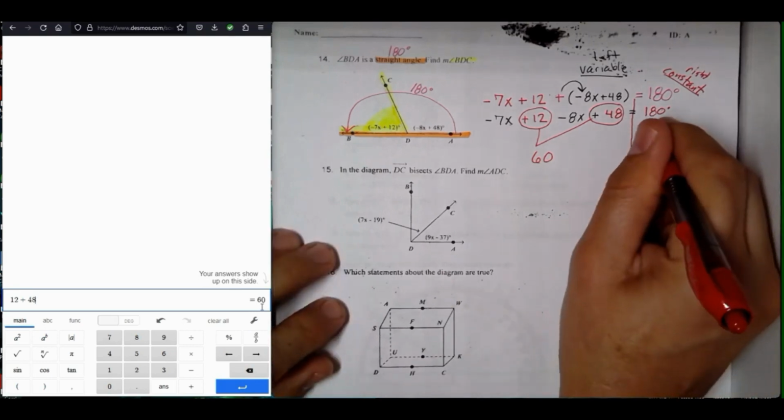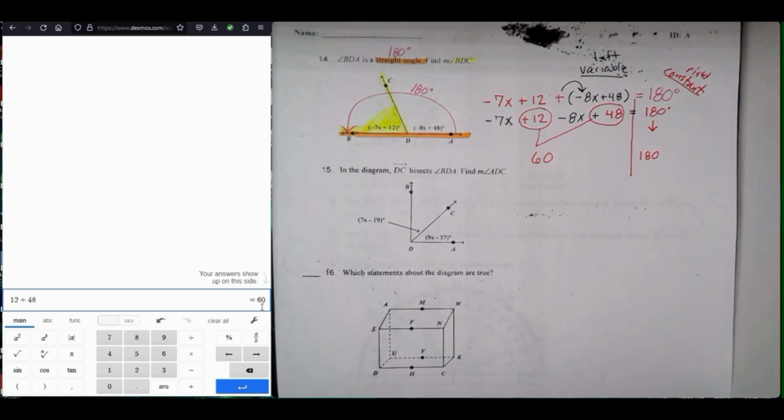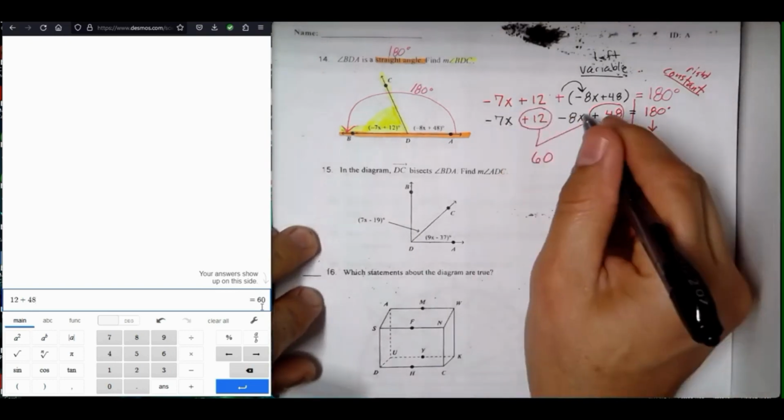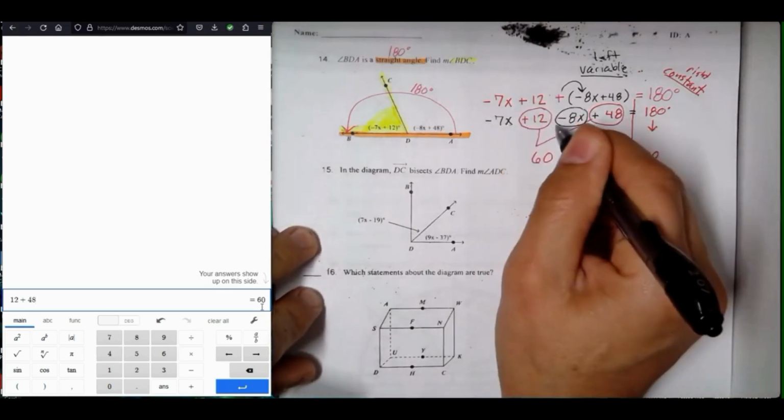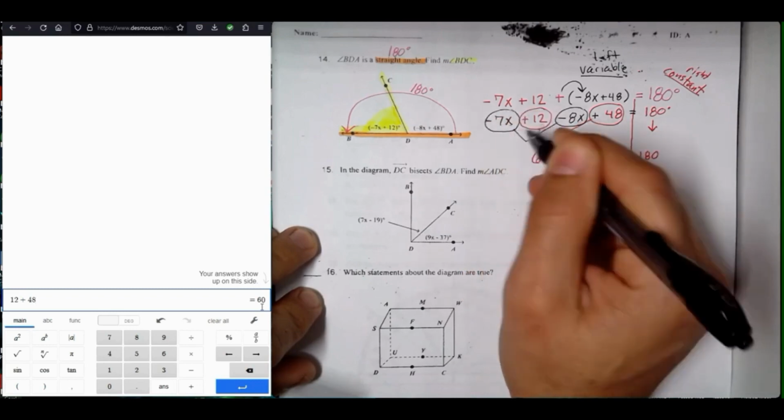I'm still going to bring down this 180. We're going to deal with it in just a moment. And then I'm going to put my variables together. I want you to notice I got a negative 8x and I have a negative 7x. So we're going to put those together real quick.